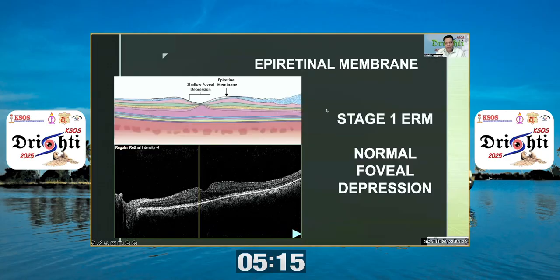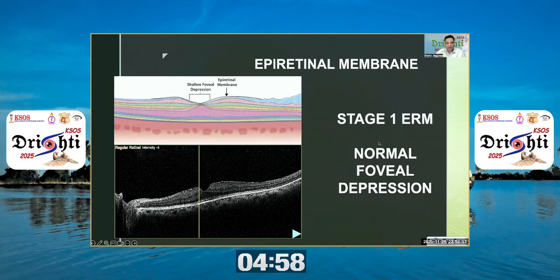So now let's come to the epiretinal membrane. Epiretinal membrane is also a consequence of PVD. I'm talking here about idiopathic epiretinal membranes. So we have the stage 1 epiretinal membrane. Stage 1 ERM will have this hyperreflective membrane onto the retinal surface, and then foveal depression will be normal.